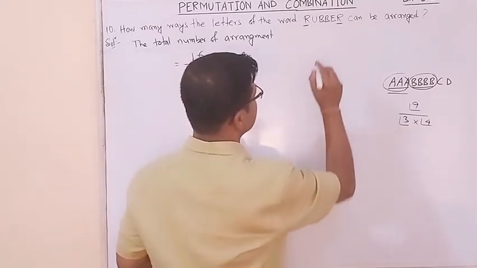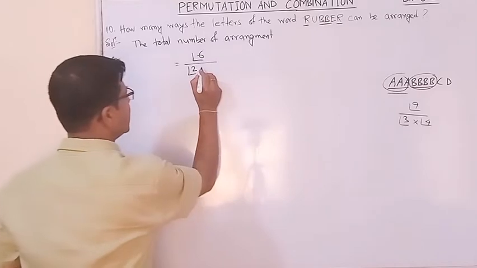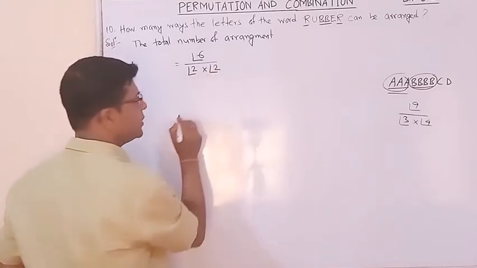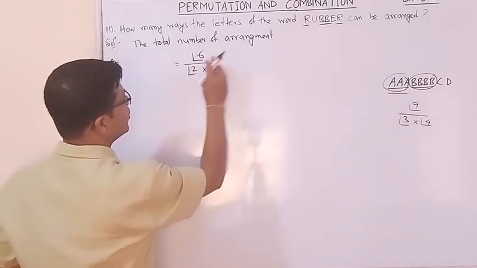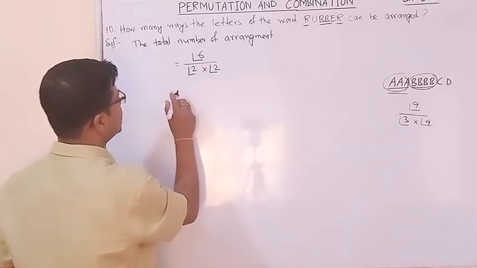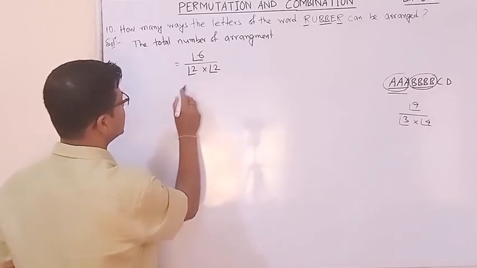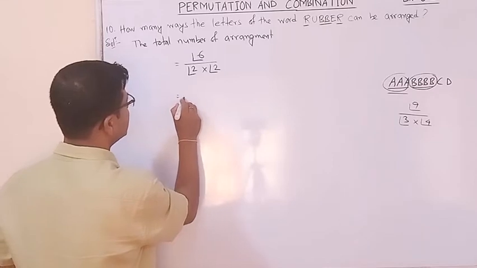Again, is any other letter repeated? Yes, this B is repeated twice, so into factorial 2. Okay, whatever is repeated, we will divide by them, and among them we shall multiply, that is factorial 2 into factorial 2. Let us simplify.